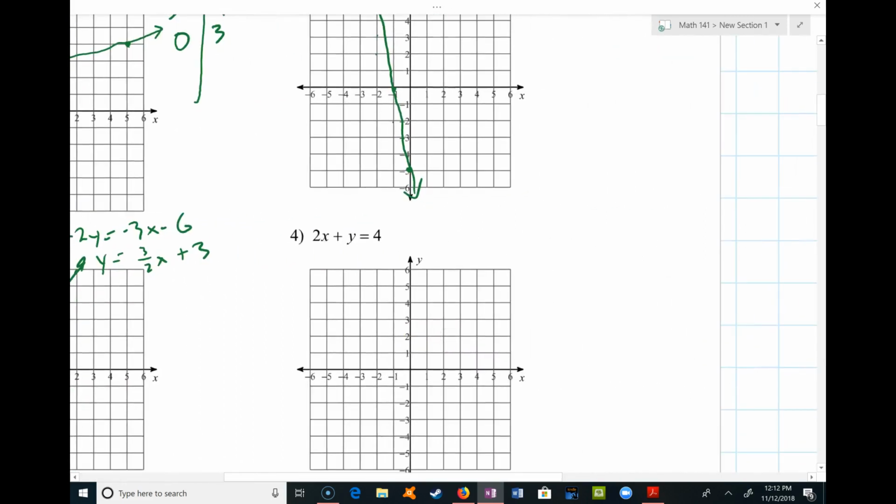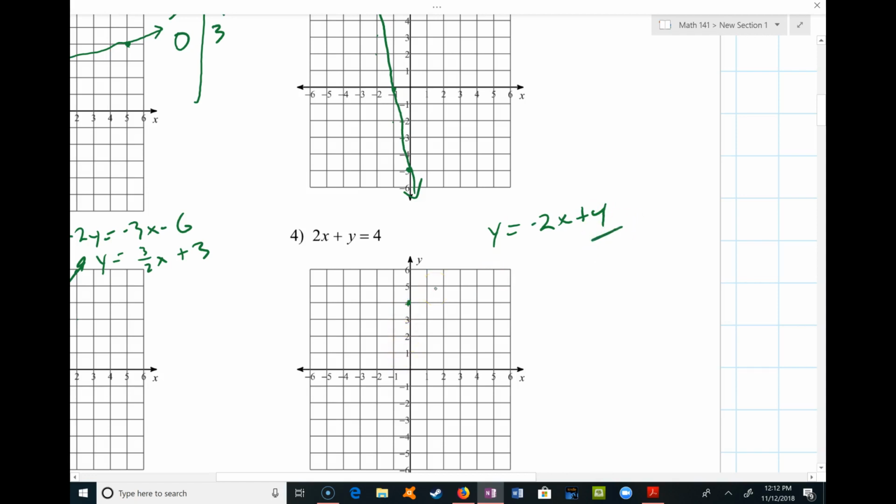Okay, this one, I could do the plug-in, 0 for x and y, or this one's fairly easy to just change to y equals -2x plus 4. So put it in slope-intercept form. So that means I will cross the y-axis at 4.